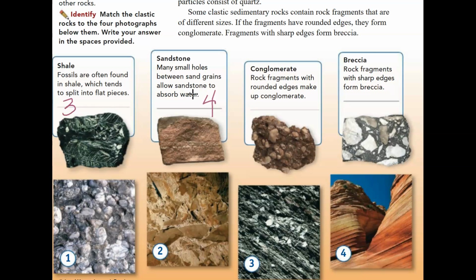Conglomerate says rock fragments with rounded edges make it up. So we have 1 and 2 left. One of these looks like round edges, and the other one looks like sharp edges, and we know sharp edges is breccia. So therefore, conglomerate is 1. Look at these round boys. And breccia is 2. Look at these sharp boys. Cut your finger on them.